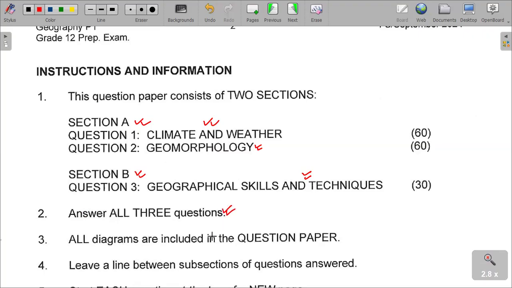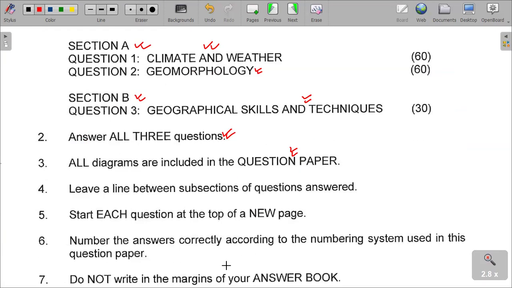All diagrams are included in the question paper. We don't have a separate addendum that is put aside, but per question there are diagrams that you would use. Leave a line between subsections of questions, answers. Leave a line between subsections. So if you answer question 1.1, when you go to 1.2, you have to leave space there.